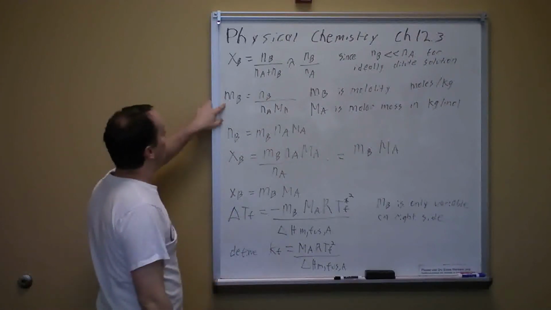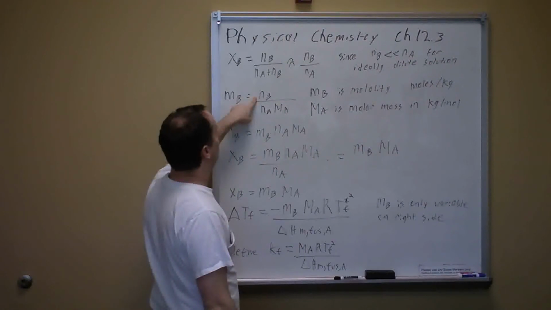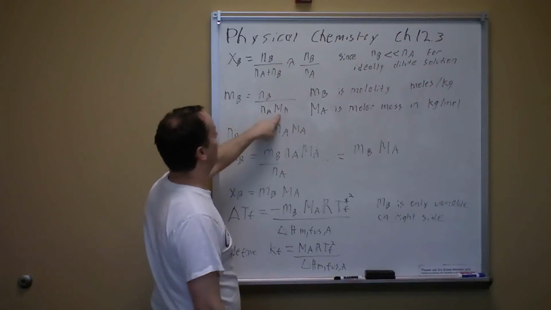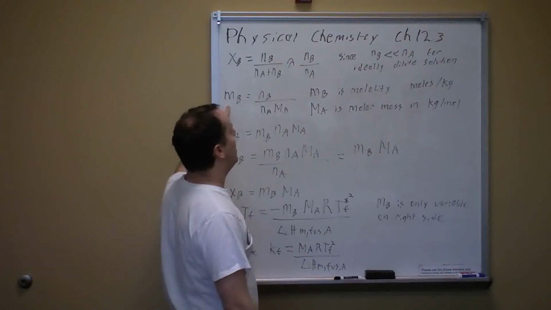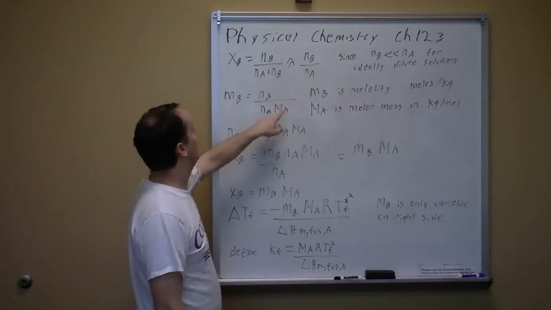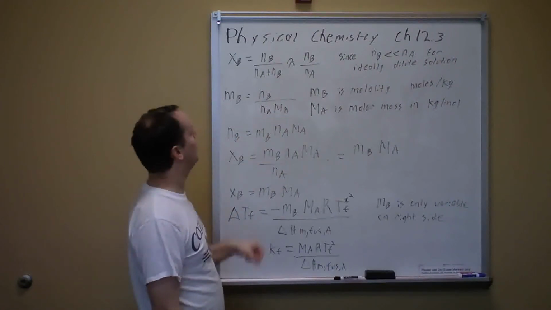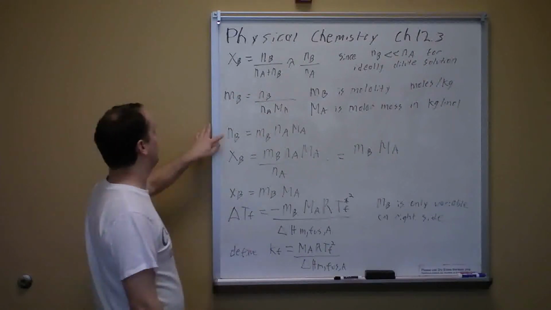So now we have the molality of substance B, the solute, is equal to the number of moles of B divided by the number of moles of A times the molar mass of A. So remember, lowercase m is molality, that's moles per kilogram. So we want to do capital M is the molar mass in kilograms per mole to get the units to work out. Because N and M, these are just both moles.